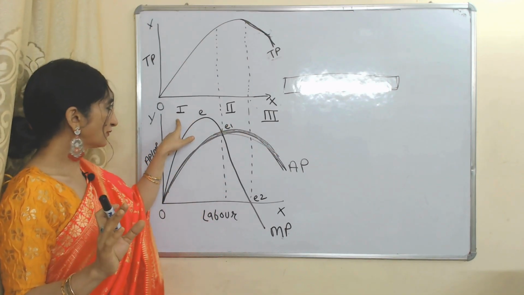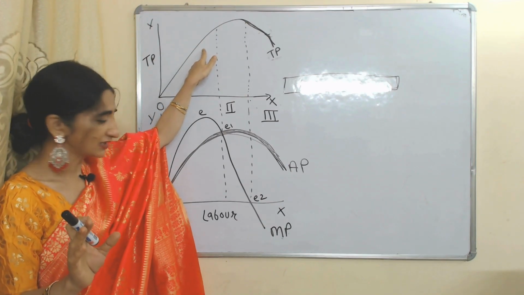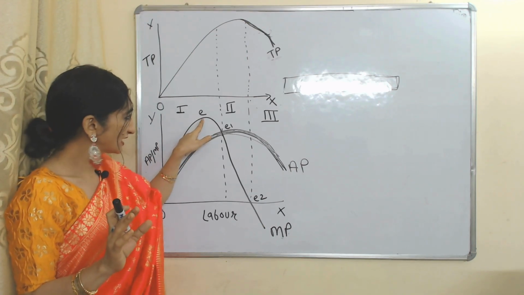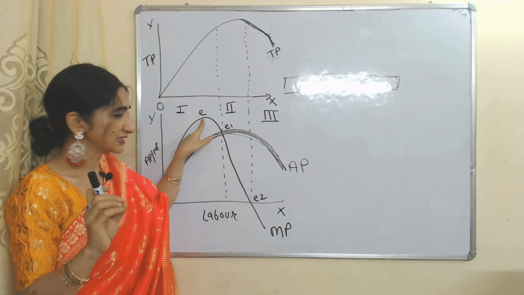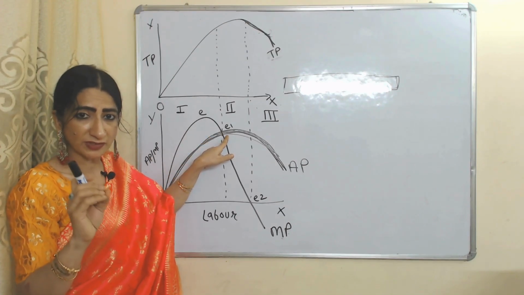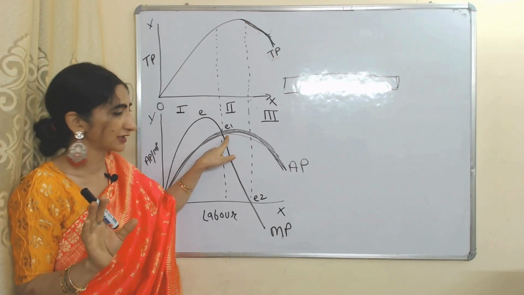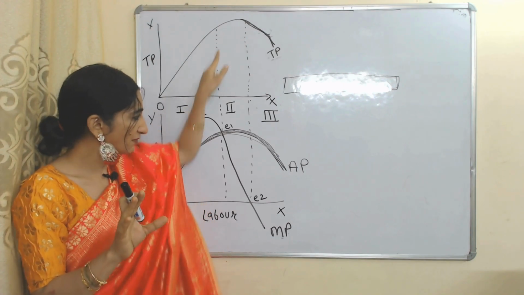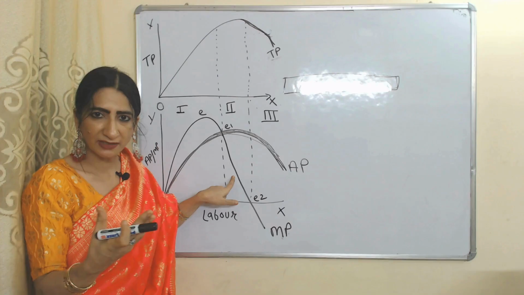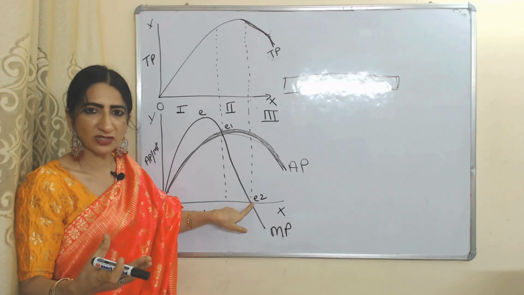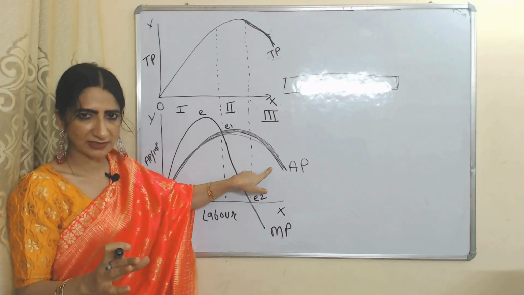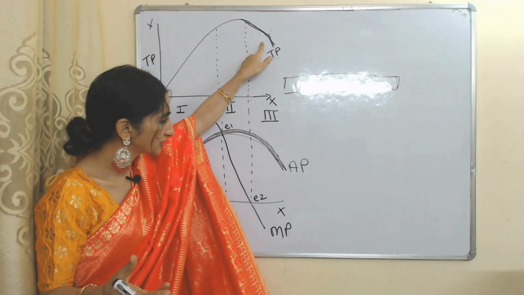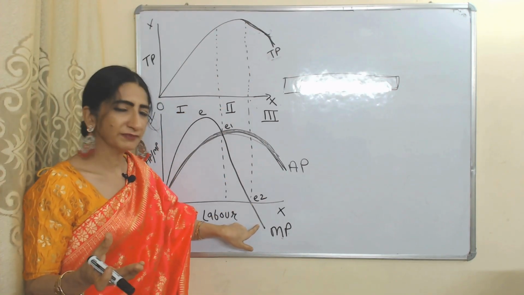During the first stage you can see total product is continuously increasing, marginal and average also increasing, even marginal increasing more than average. At point E, marginal product becomes maximum. At point E1, at the end of the first stage, marginal product becomes equal to average product. After that, our second stage starts. During the second stage, total product becomes maximum, but average product and marginal product start reducing. At the end of the second stage, marginal product becomes zero. Then our third stage starts, when we are receiving negative return to variable factor. During the third stage, total product reduces, average reduces, marginal becomes negative.